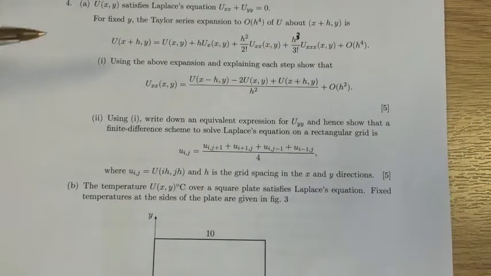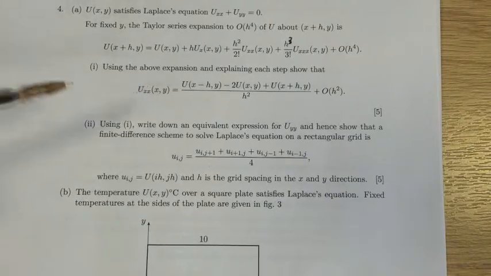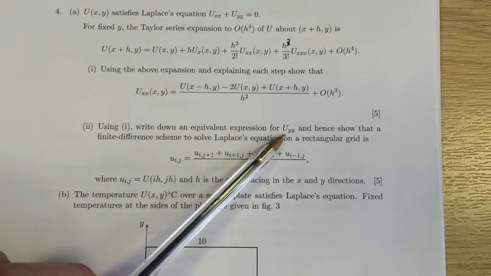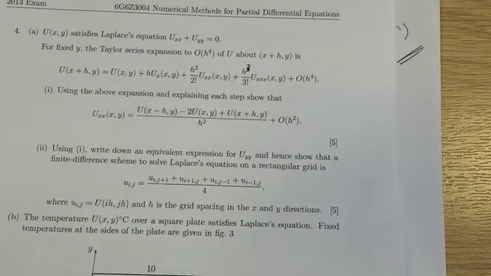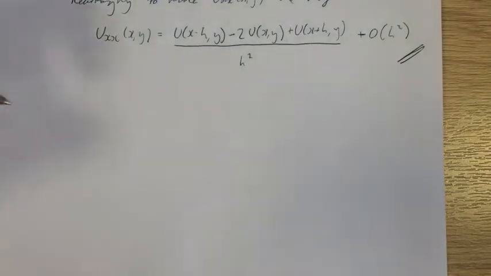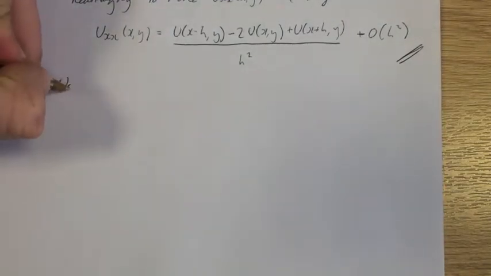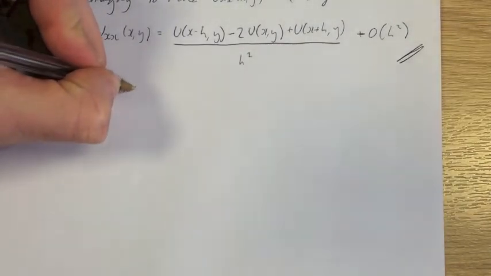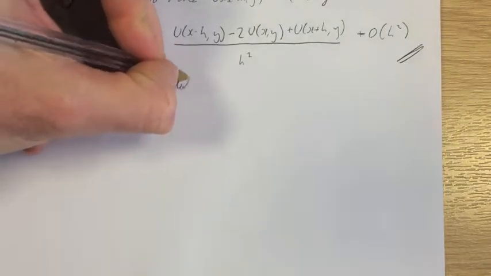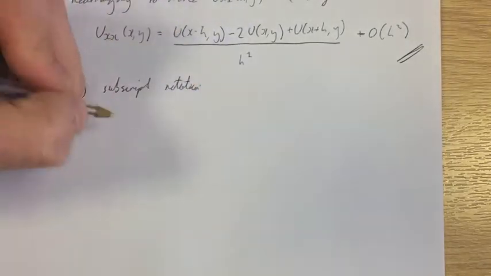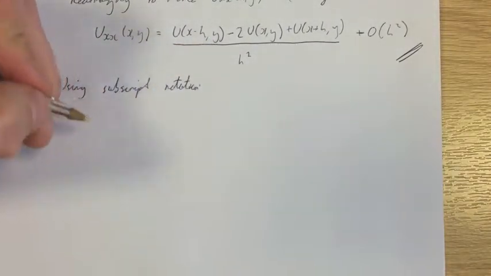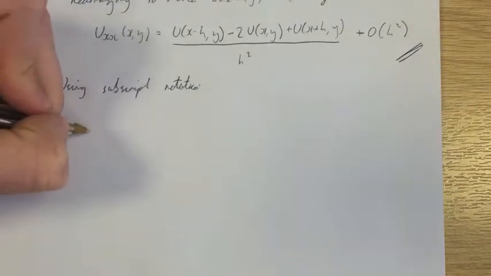Okay, part 2 of the question. Using what we derived in part 1, write down the equivalent approximation for u_yy, and then derive a finite difference scheme for Laplace's equation. In the interest of brevity, I'm going to use subscript notation. This essentially means instead of writing out the full function, I'm going to use subscripts i and j to denote x and y.